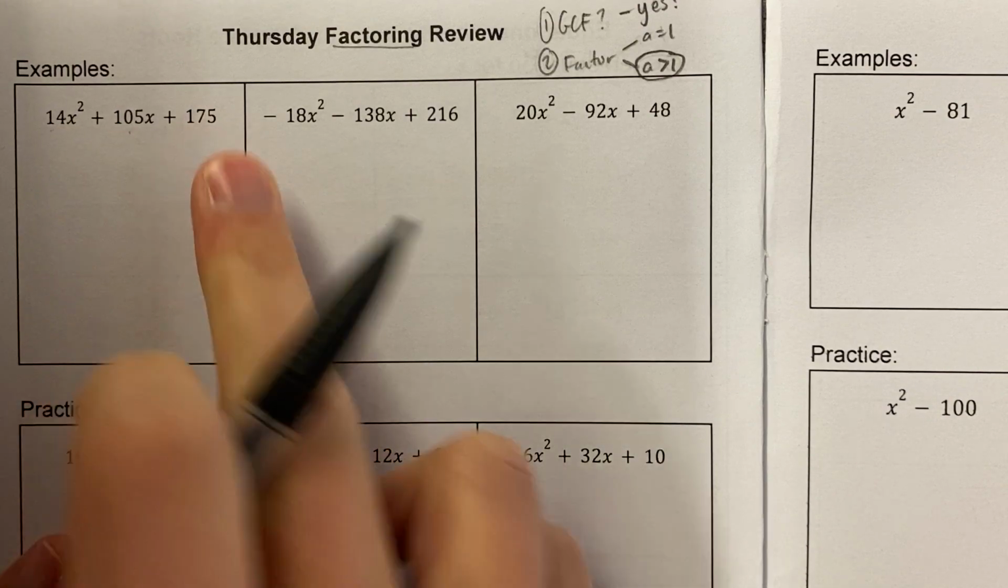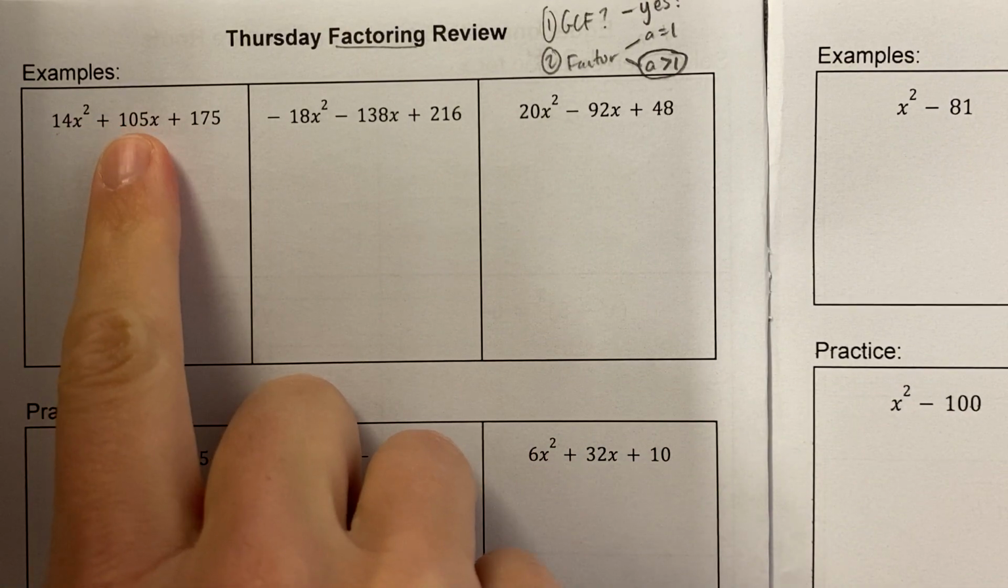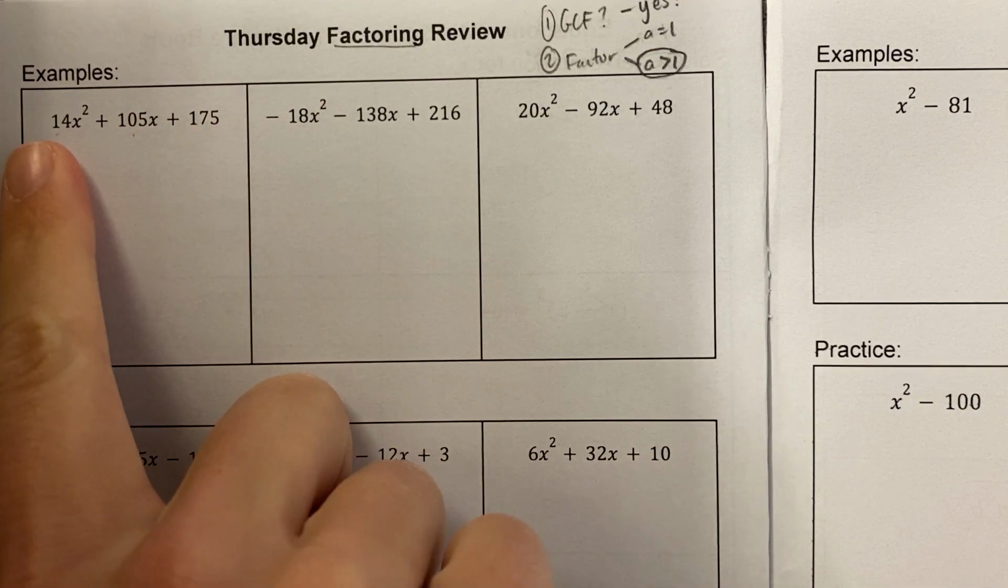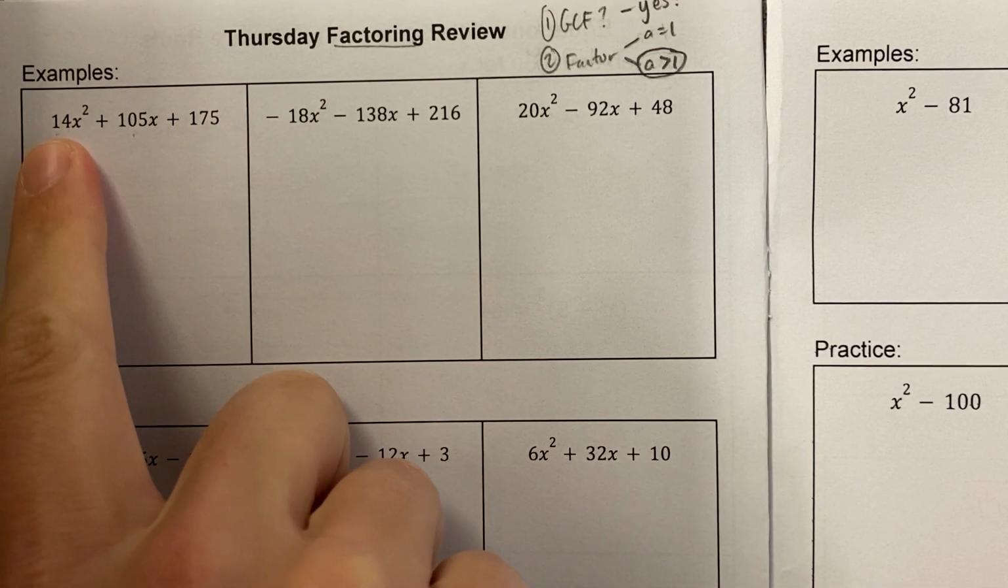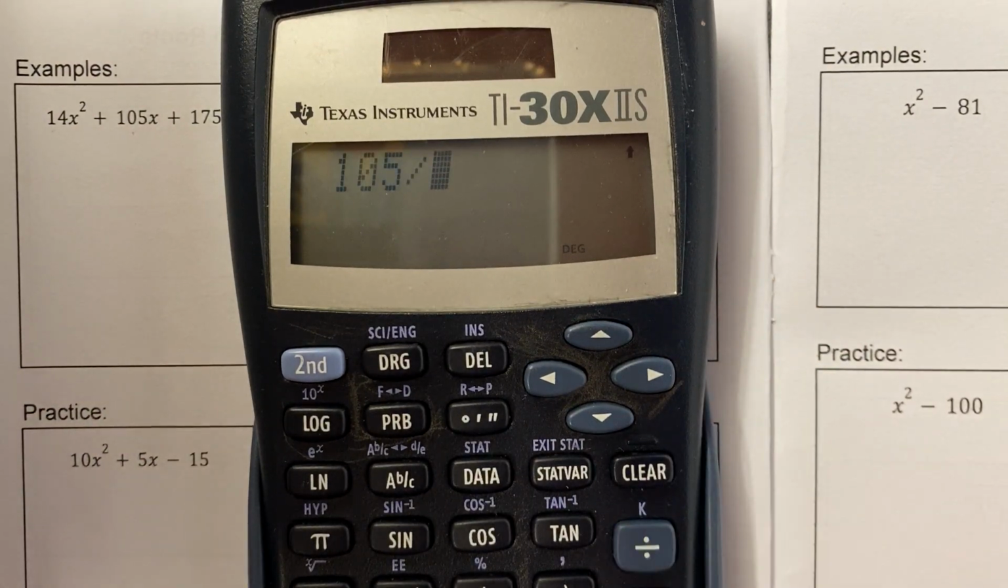First, let's look for our GCF. What is a number that multiplies to 14, to 105, and to 175? A great rule of thumb is just to start with the smallest number. So the smallest number is 14. Does 14 multiply to 105? Let's see. 105 divided by 14. Oh, nope, it doesn't. I got a decimal.